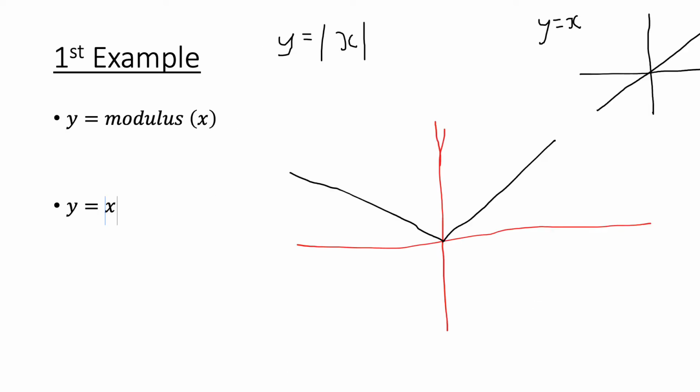Right, guys, y equals modulus of x. The word modulus means the positive amount of that number or function. So, for example, y equals the modulus of x. Well, y equals x here looks something like this. It's got a gradient of 1, and it passes through the origin 0, 0. So this is the line y equals x.